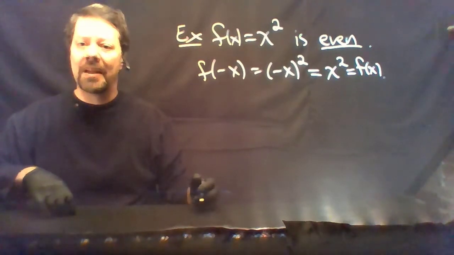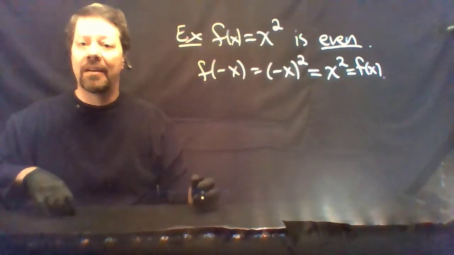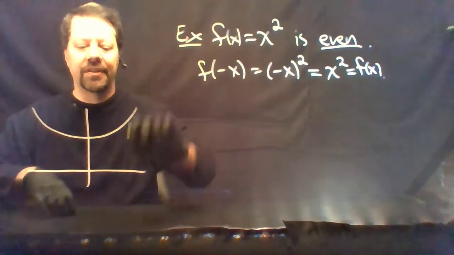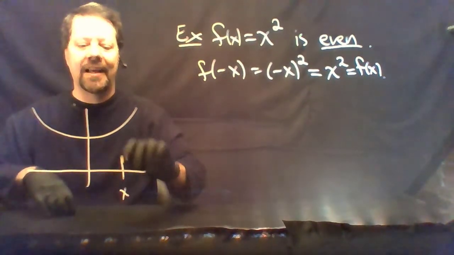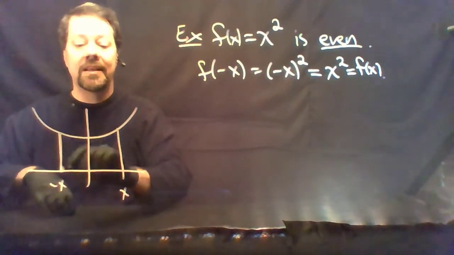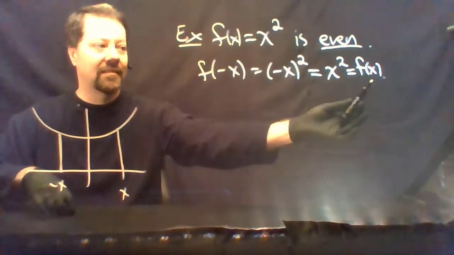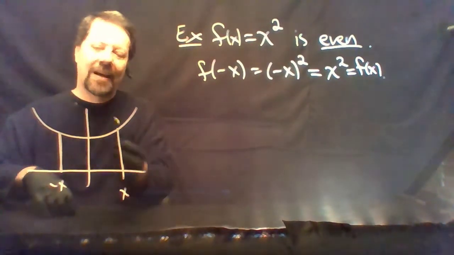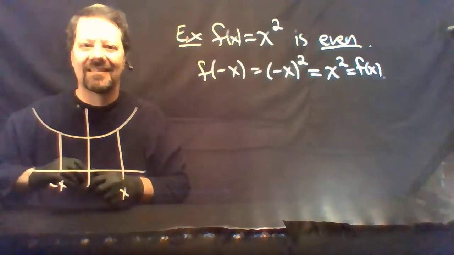That has a certain implication in terms of the symmetry of the graph. For an even function, whatever happens at x, at negative x, you must get the same thing. That gives you perfect symmetry around the y-axis.